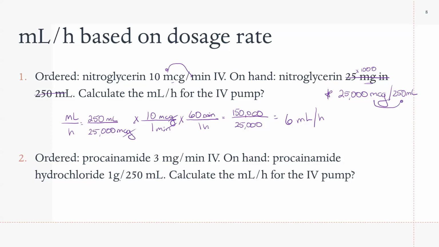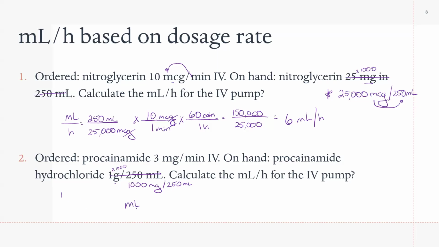On hand, you have 1 gram in 250 milliliters, and you got to set the pump to milliliter per hour. Again, the units don't match. Convert whichever one you want to, but I'm going to go ahead and convert the gram to a milligram. So gram to milligram is times 1,000, which gives me, apologies, 1,000 milligrams in 250 milliliters. Since we changed it, you don't need this anymore.